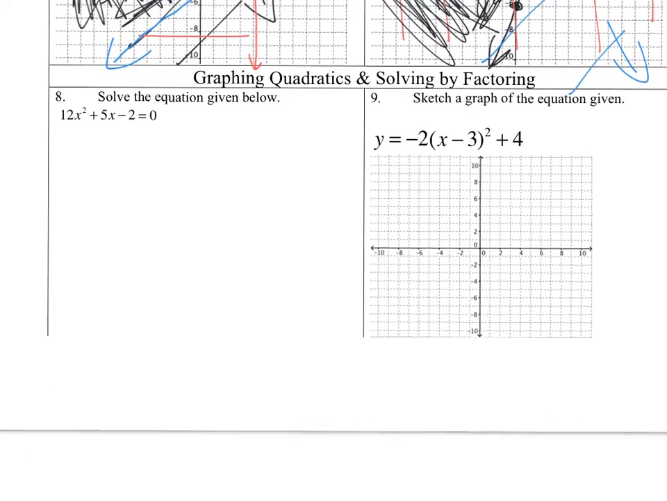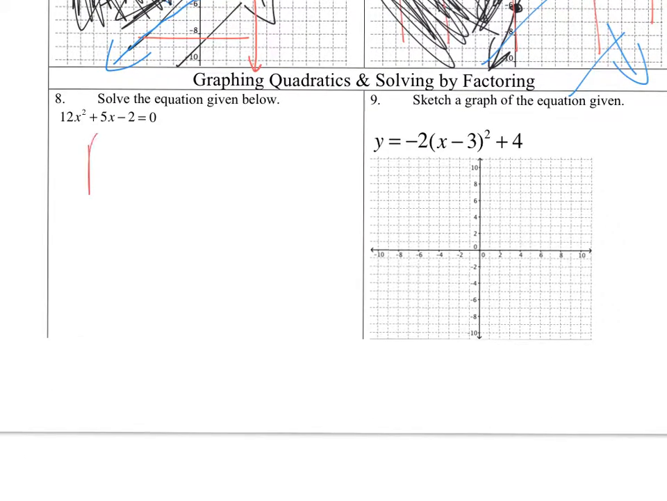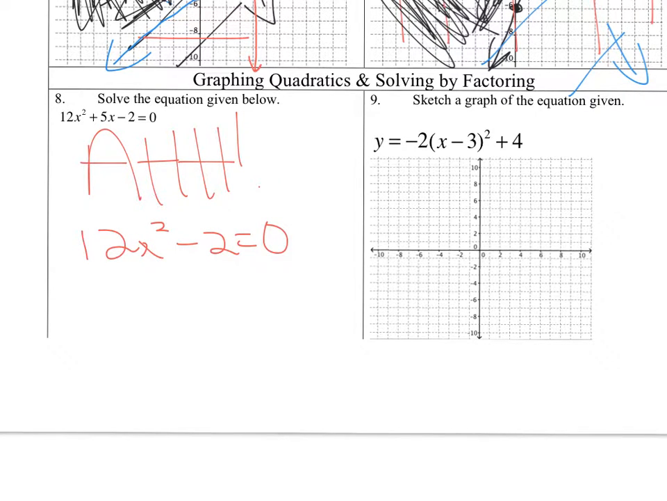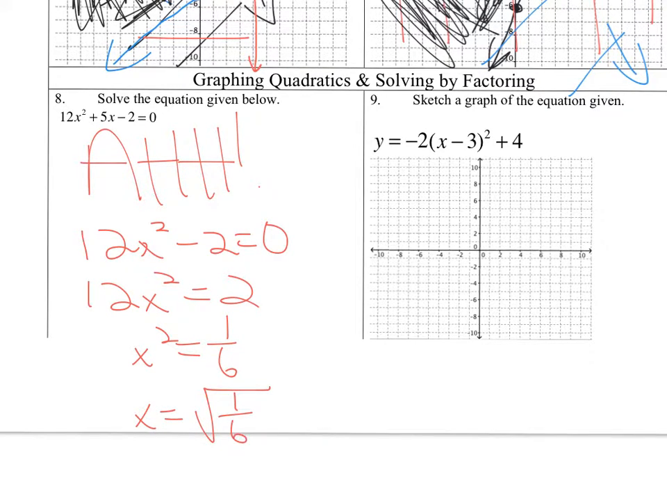Next one, number 8. It would be much more likely that we would give you a problem like this. We don't expect you to know how to factor yet, but you should be able to do a problem like this. So I'm going to add 2 to both sides. I'm going to divide by 12. And then I'm going to take the square root. And remember a plus or minus. That's all we would expect to see from you.